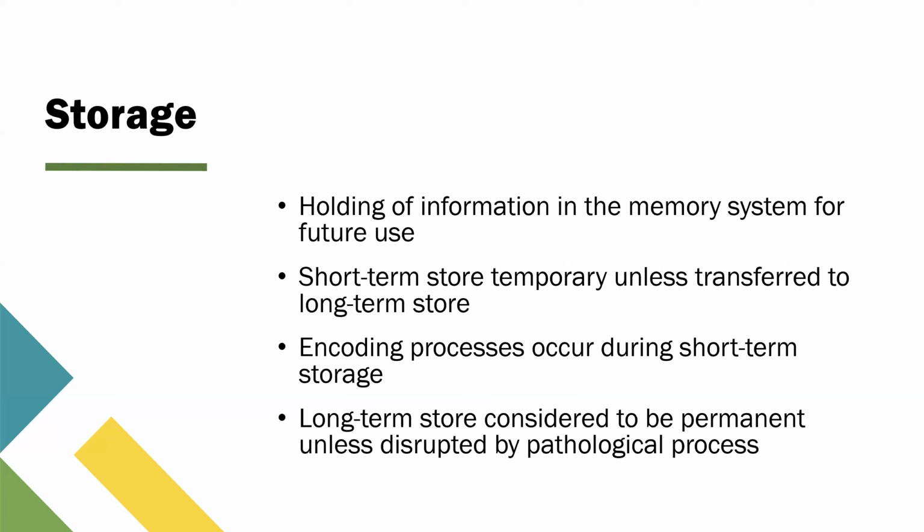So the next phase would be storage. The storage phase is that holding of information in the memory system for future use. So there's kind of a short-term store. That's a temporary place unless that information is transferred to the long-term store. The encoding, all of that process we just talked about, is happening during that short-term storage phase. The long-term store is considered to be more permanent unless it's disrupted by a pathological process, so something like a TBI.